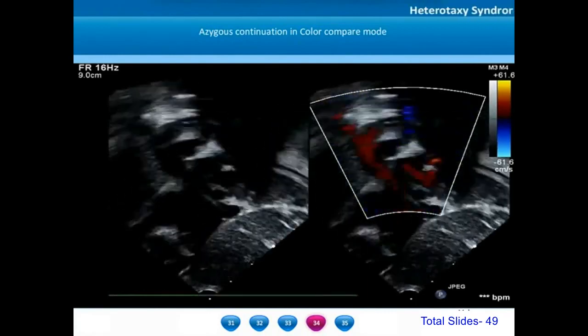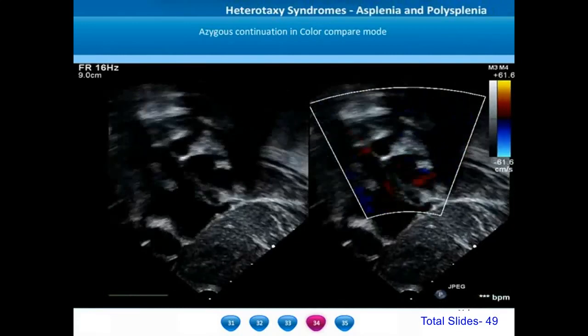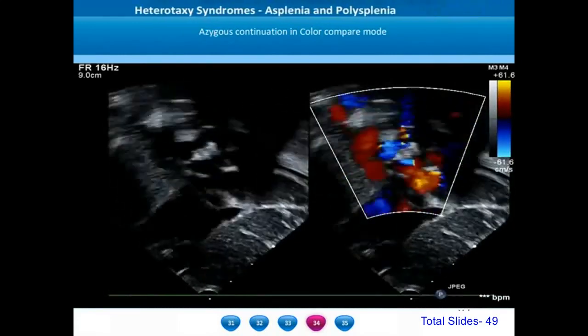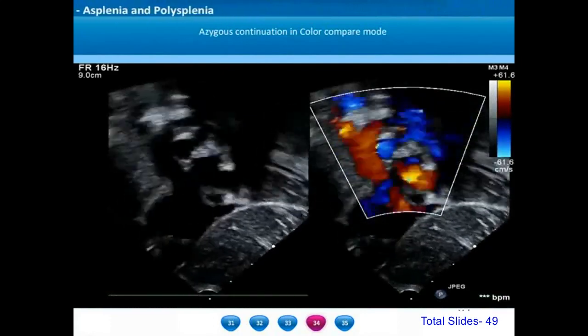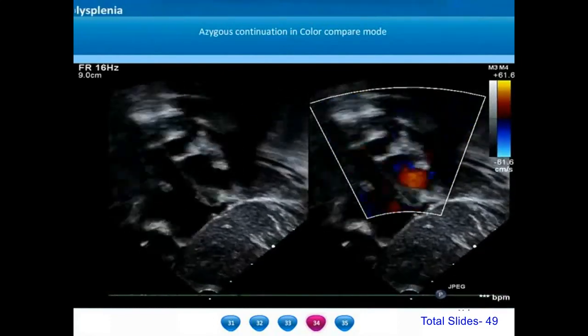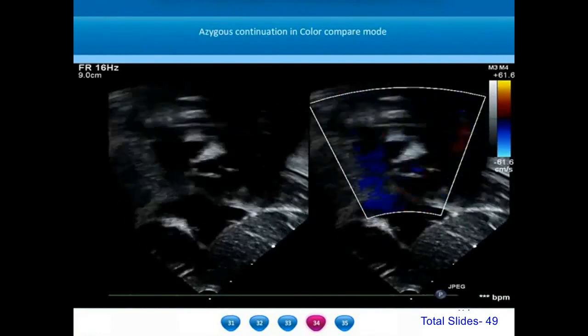The azygos continuation into the right superior vena cava, the course of the azygos in the right paravertebral gutter, and its anterior turning over to enter the posterior wall of the right superior vena cava is shown in this color compare mode from subxiphoid short axis view.